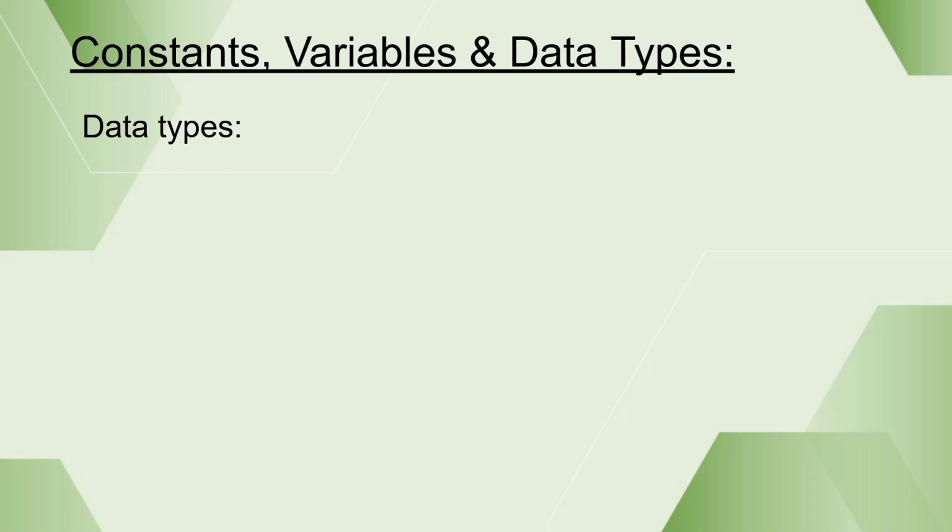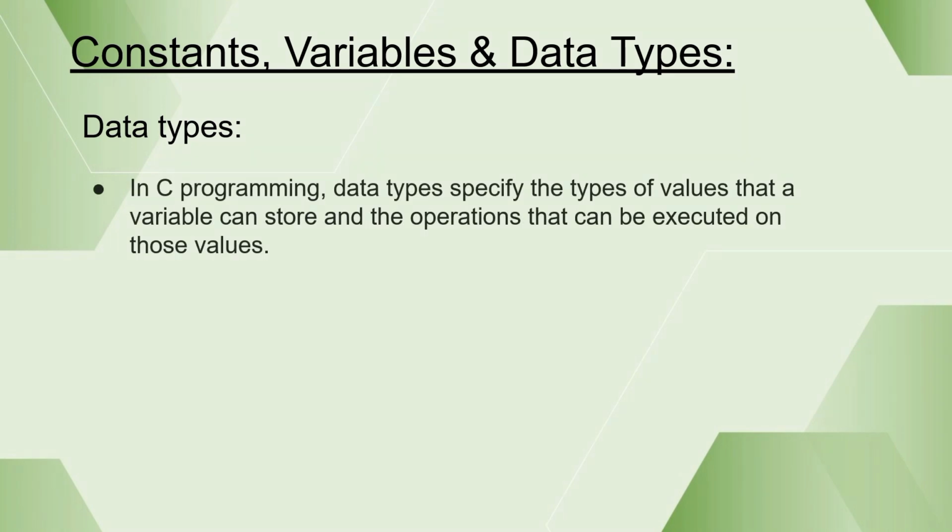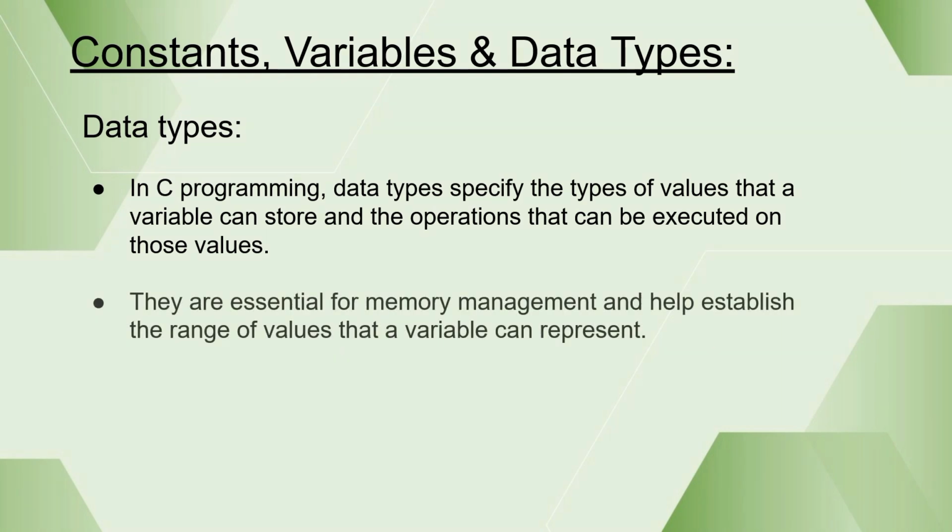Next, what are data types? In C programming, data types specify the types of values that a variable can store and the operations that can be executed on those values. They are essential for memory management and help establish the range of values that a variable can represent.